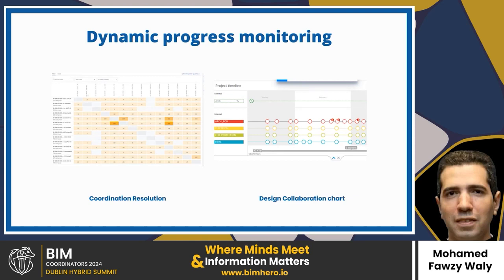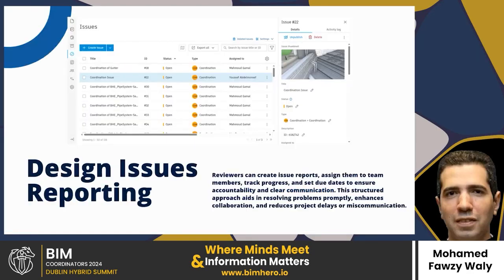This process significantly reduces rework and fosters a proactive approach to resolving clashes in real time, which leads to smoother project delivery. Doing a visual inspection, you can report any issues that you may find by creating issue reports, assigning them to team members, tracking progress, and setting due dates to ensure accountability and clear communication.